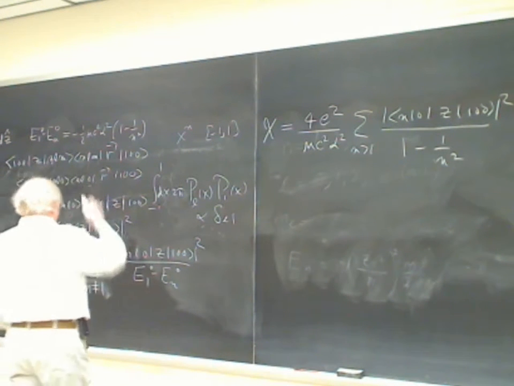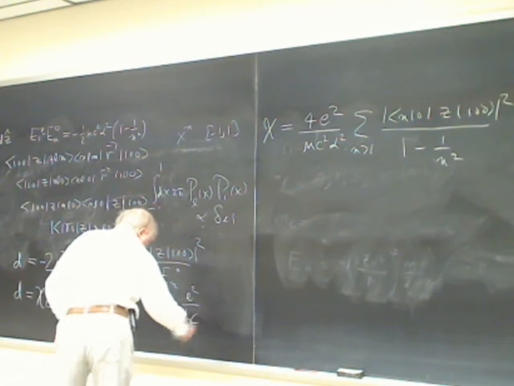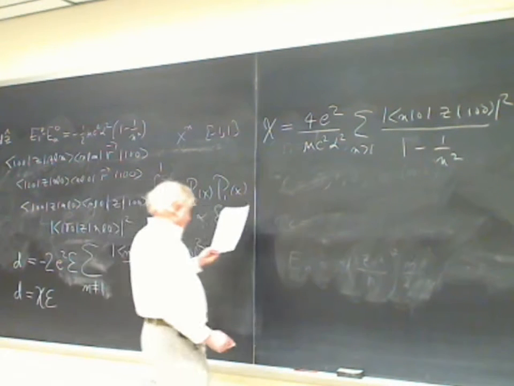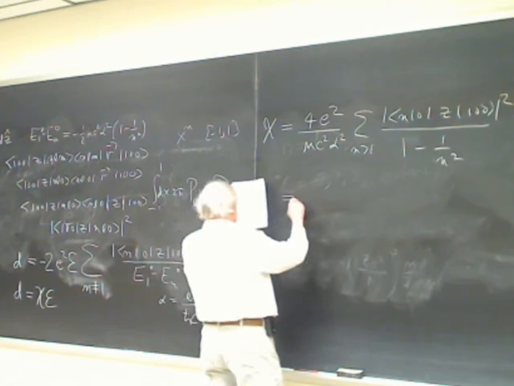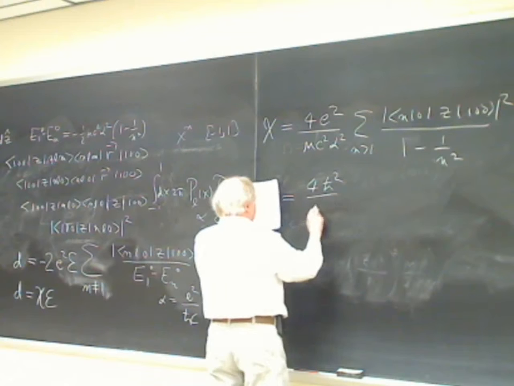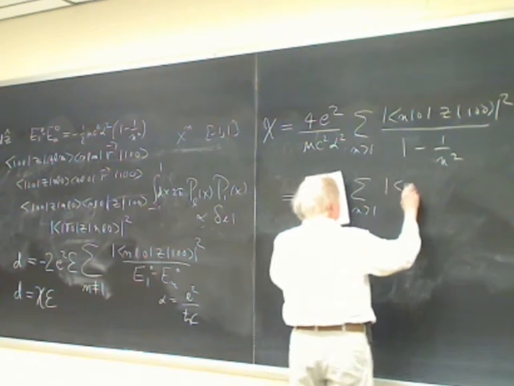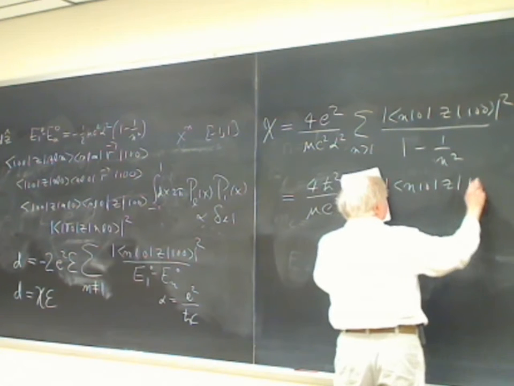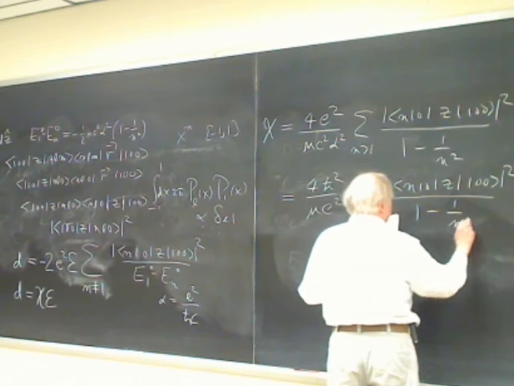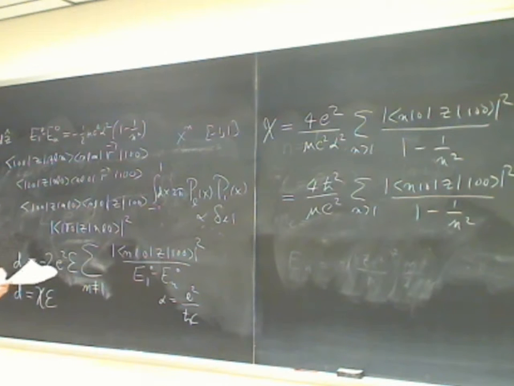Anyway, this quantity alpha is dimensionless. It's e squared over h bar c. And if we substitute that in there, then let me skip one line in the notes because it will take us too long. 4 h bar squared over mu e squared, sum over n greater than 1, <n 1 0|z|1 0 0> squared over 1 minus 1 over n squared.